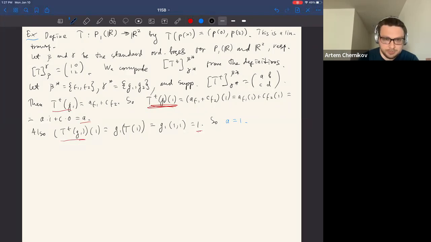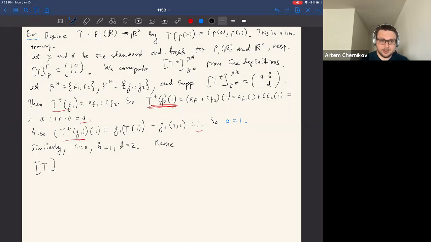Now we can argue similarly. I won't do it in detail, but you can calculate it by the same idea. So similarly, we can determine all the other entries of the matrix. So C is equal to 0, B is equal to 1, D is equal to 2, if I'm not wrong about the calculations. And so from this, we conclude that the matrix representing T transpose with respect to gamma star, beta star, so we have determined all its entries, is 1, 0, 1, 2.